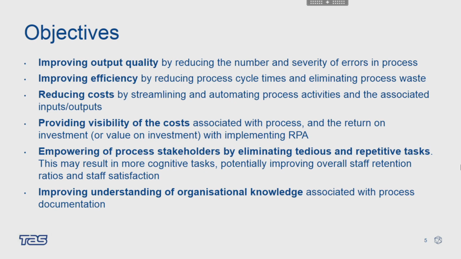In terms of objectives, the main things that we're trying to aim for in the robotic process automation space is about improving output quality. And this is about reducing the number and severity of errors. At the end of the day, a lot of these processes are being run by humans, and because of that, there is a margin for error. A robot, however, if it's programmed correctly, can operate without error.